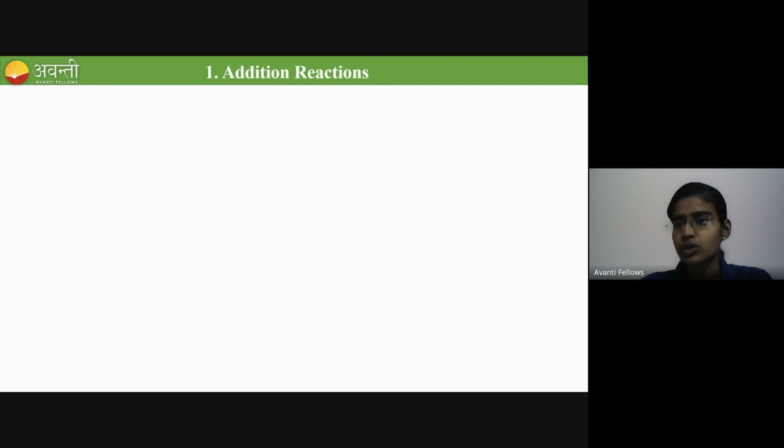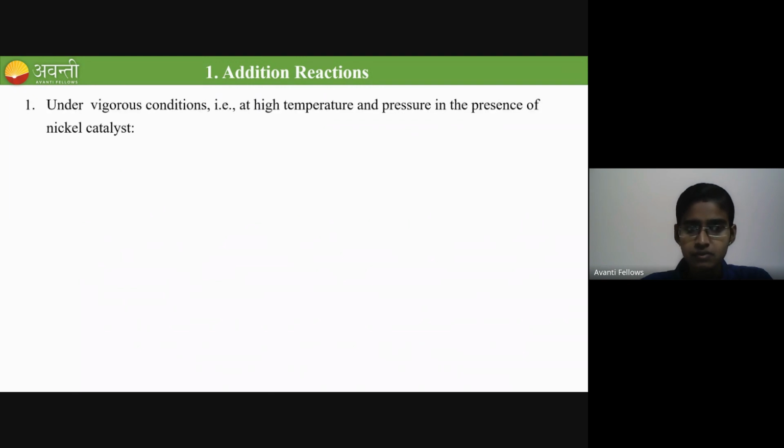So let us move on to the other reactions of benzene. As I have told you, the addition reactions and oxidation reactions are some of the other reactions of benzene. So first, let us discuss the addition reaction. Under vigorous conditions, vigorous meaning high temperature and pressure, in the presence of a nickel catalyst, addition occurs.